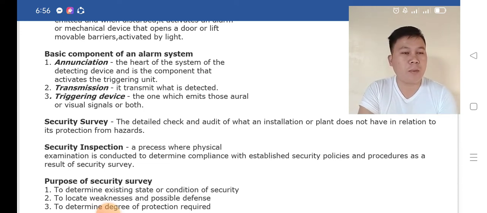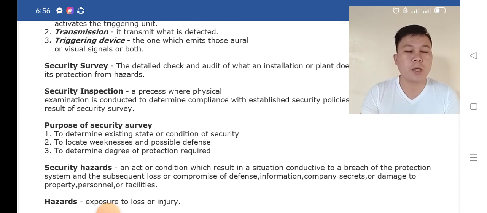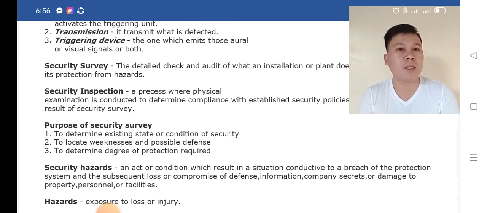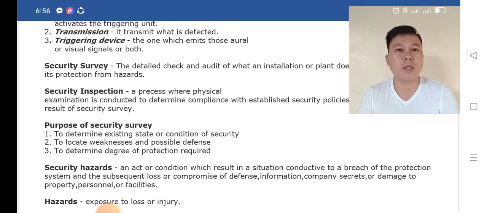I think I have already discussed this one. Kaya pagpaulit-ulit, parang nababagot na tayo. So, purpose of security survey. So, the process we have three purpose: to determine existing state or condition of security. So, titingnan natin diyan kung gaano kalakas yung kanilang security forces, condition ng kanilang security, may mga problema ba?